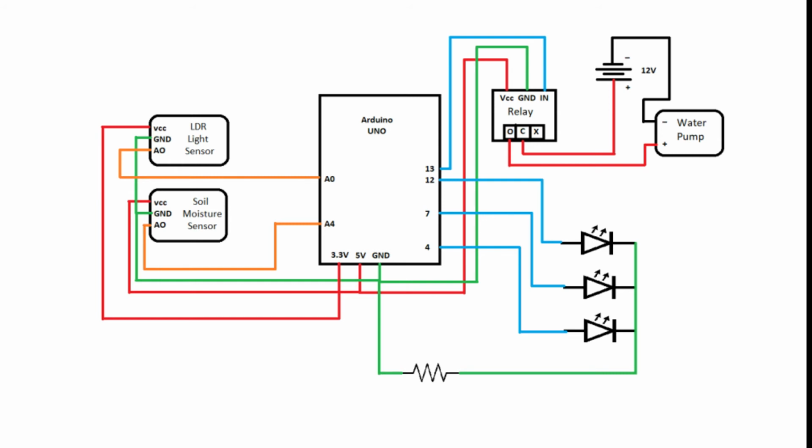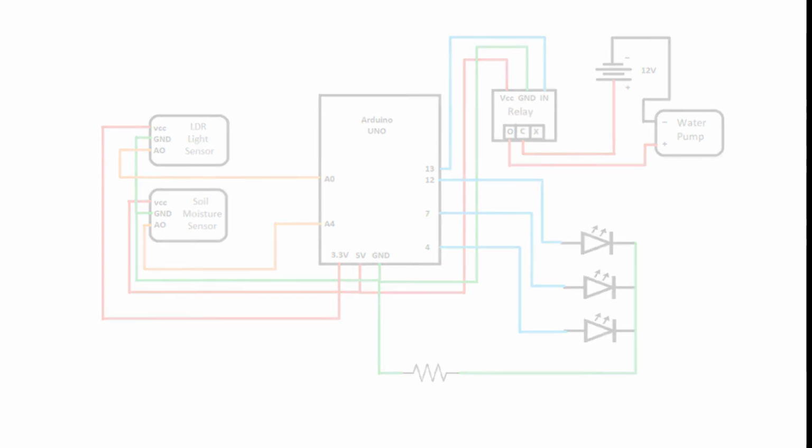Our light and soil sensors output analog signals, which are input to the Arduino board at A0 and A4 respectively. Our actuators, mainly the motor and LEDs, require a digital signal to turn on. The motor is operated with an external 12 volt supply by switching the relay. The relay needs a 5 volt signal, which is fed through digital pin 13. The rest of the two are power connections, 5 volt and ground. The LEDs require a digital 5 volt signal and are connected to digital pins 12, 7 and 4.